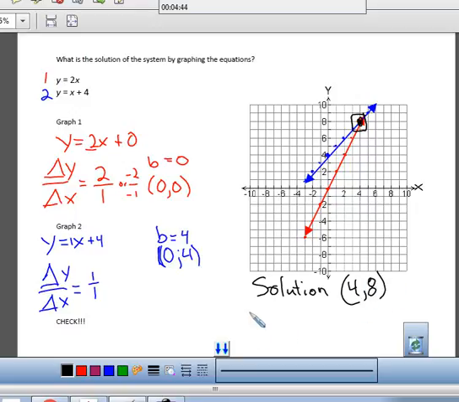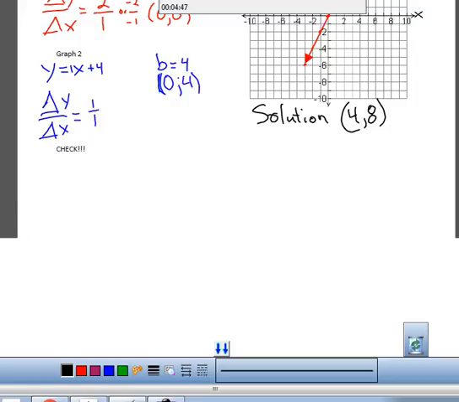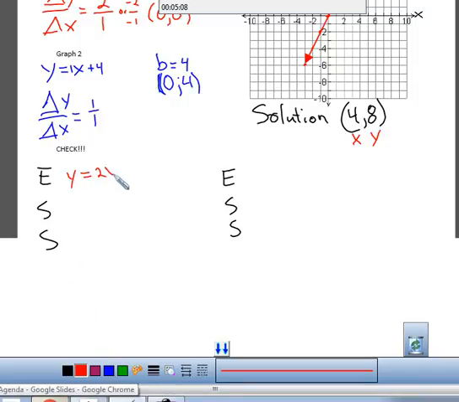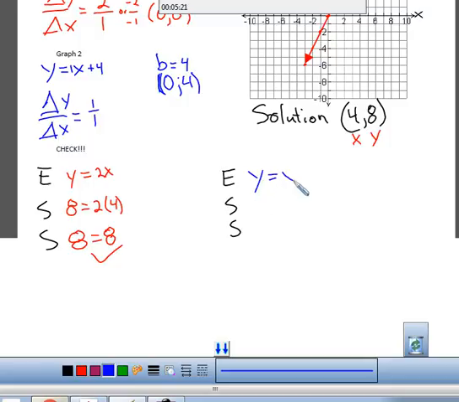So check. How do we check it? Well, it's real simple. We do ESS, just like we did in the last lesson, for both equations using the point 4, 8. Remember, 4 is our x value, 8 is our y value. So the first equation, remember, was y equals 2x. I substitute 8 in for y. I substitute 4 in for x. 8 equals 8, and that one checks. The second equation was y equals x plus 4.